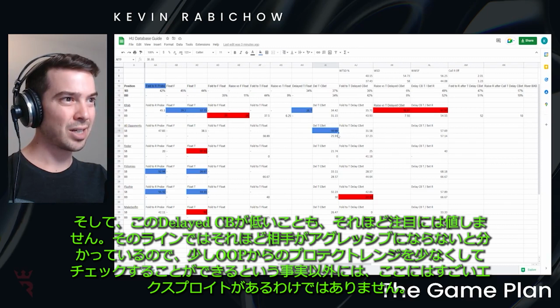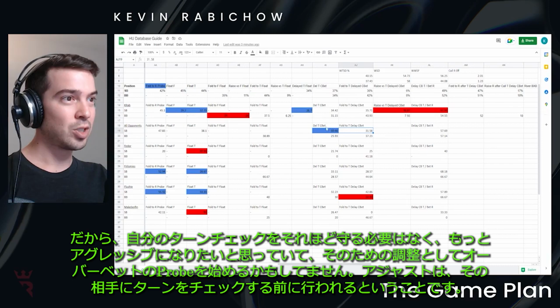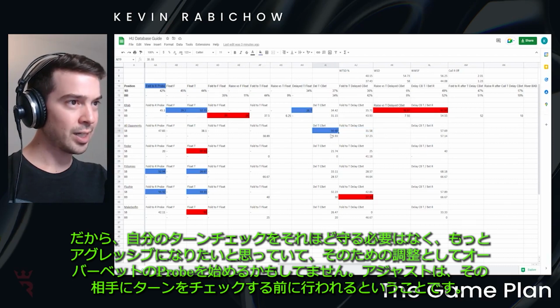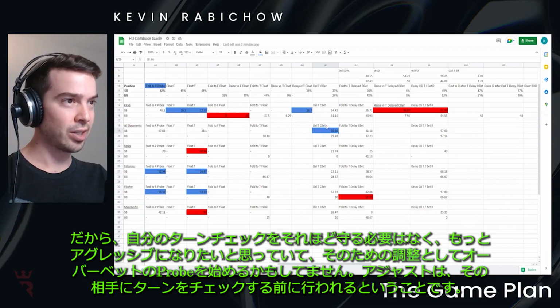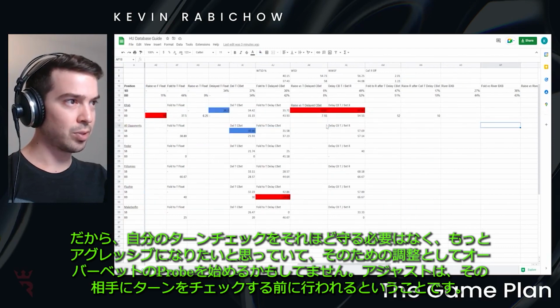There's no amazing exploit here, other than the fact that I can check out of position with a slightly less protected range, knowing that I won't face that much aggression in that line. So I don't need to protect my turn checks that much. I maybe just want to be more upfront aggressive. Maybe you start overbet probing as an adjustment to this. The adjustment is going to happen before we check the turn to that opponent.